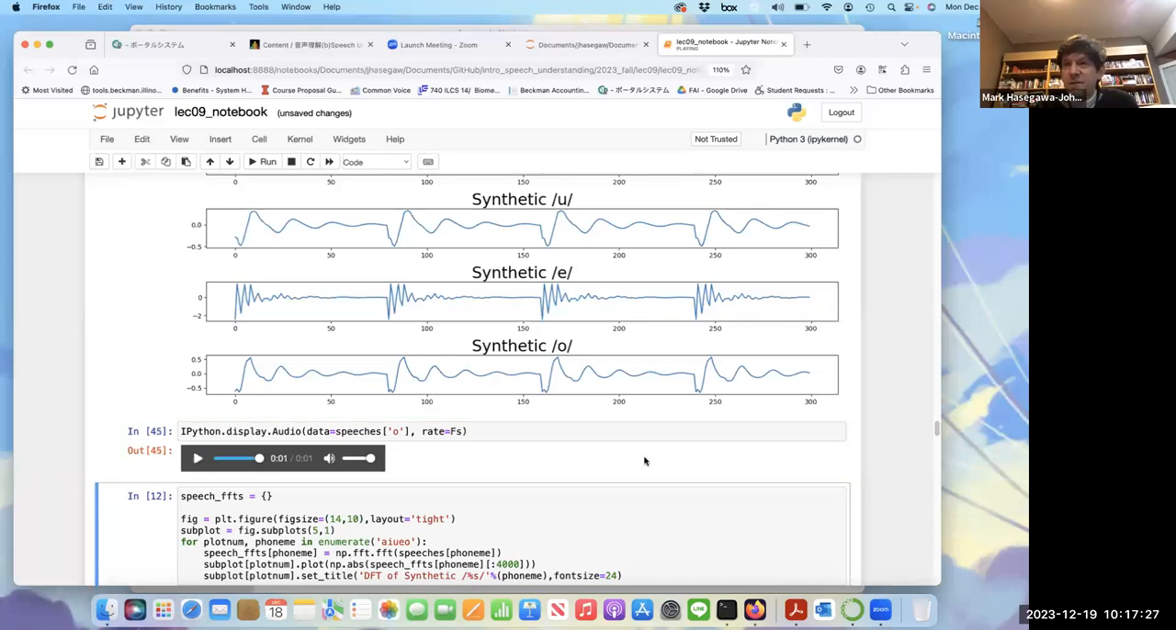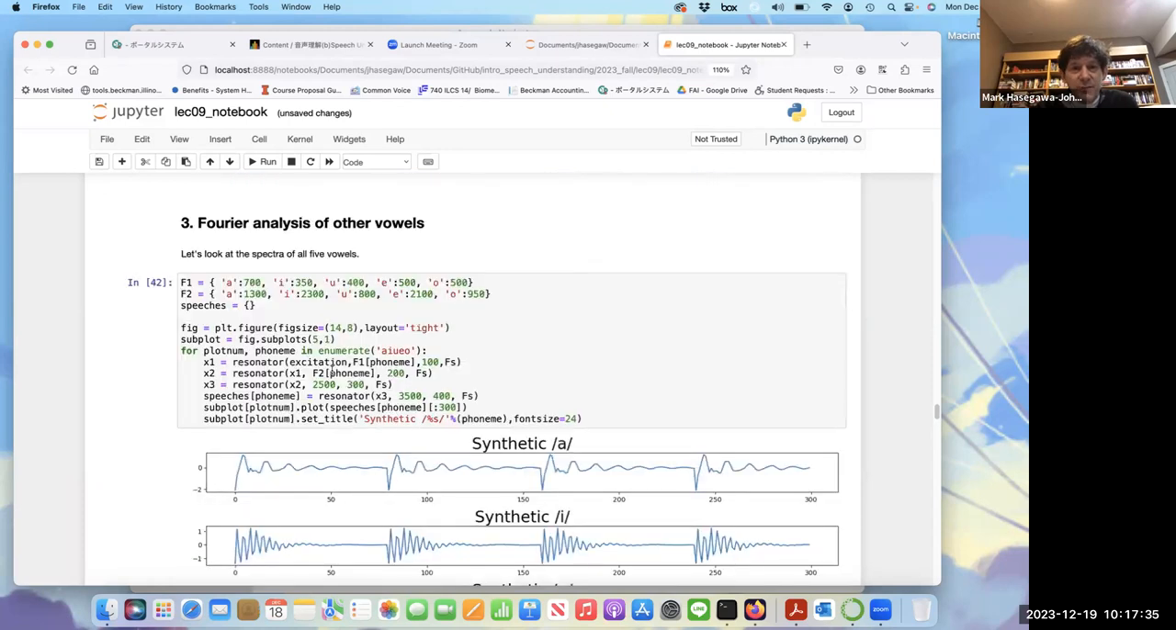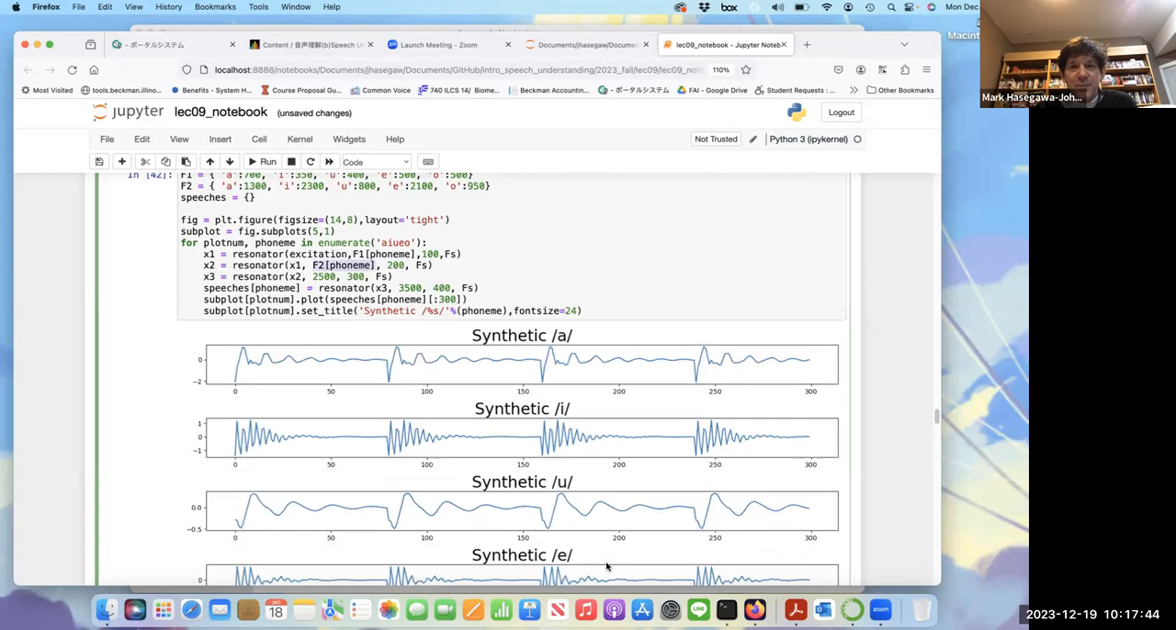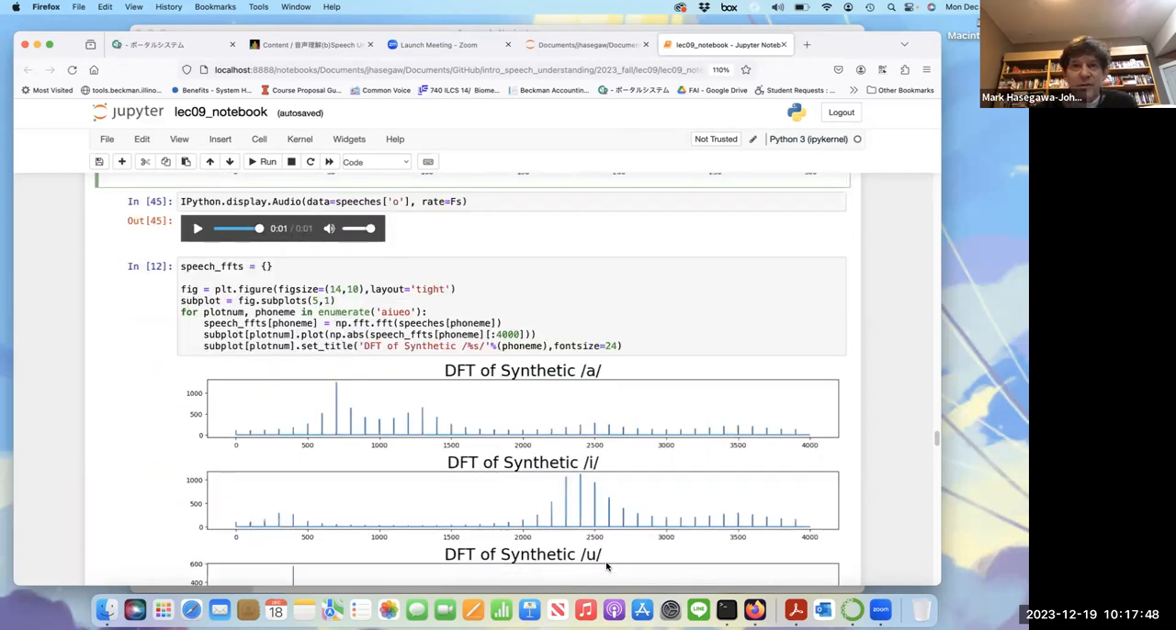Right, so these different vowels are constructed simply by having a different F1 and a different F2. Those two formant frequencies differ. So we have F1 for the phoneme and F2 for that phoneme, and all of the other frequencies and bandwidths are the same. So just those two differences allow us to reconstruct all of the five basic vowels.